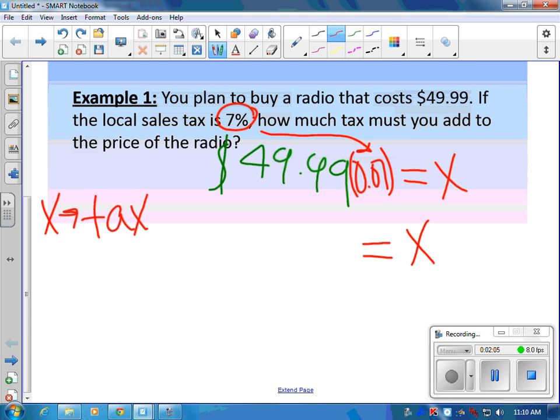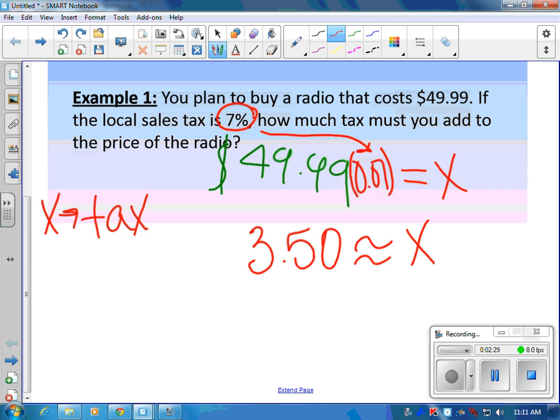Zach? $3.50. Did you have to round, or was that exact? So if we round, we're going to use our squiggly lines. So we did have to round. I think it was 3.499. So we round, and we're going to round up because it's 3.499.